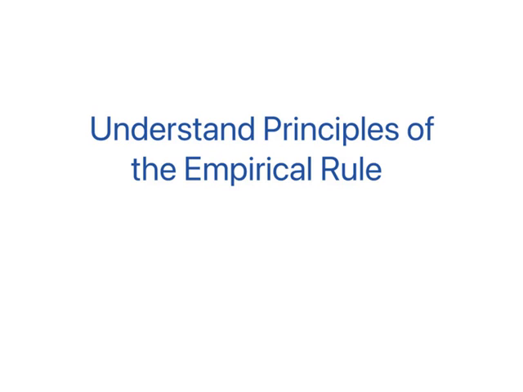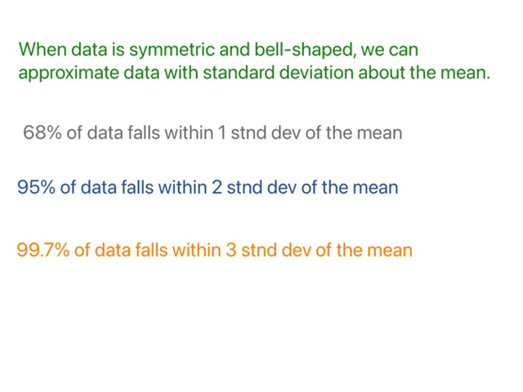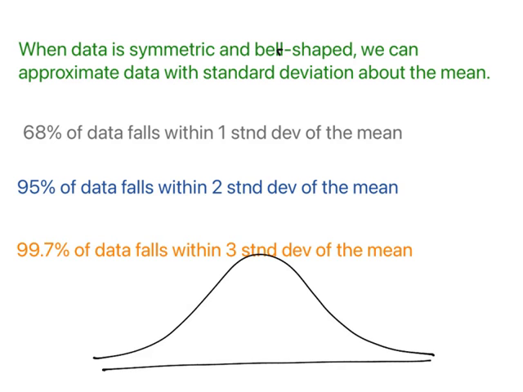Let's understand the principles of the empirical rule. Now, when the data is symmetric and bell-shaped, that's when we can approximate data with standard deviation about the mean. So what we're saying is if we have a bell-shaped standard deviation curve, that thing looks real nice. The empirical rule says 68% of the data falls within 1 standard deviation of the mean, 95% is within 2, and 99.7% is within 3.